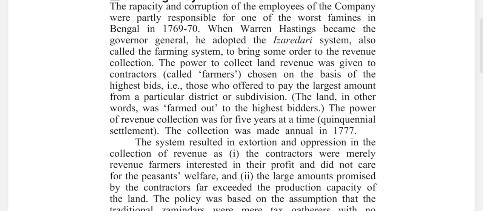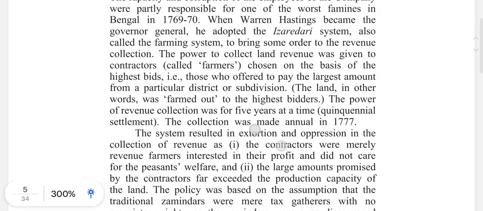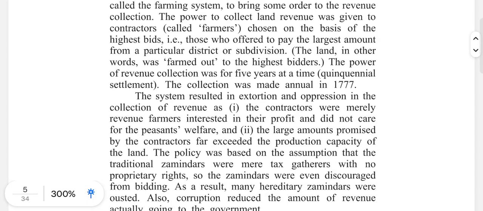The system resulted in extortion and oppression in the collection of revenue, as the contractors were merely revenue farmers interested in their profit and did not care for the peasants' welfare. Moreover, the large amounts promised by the contractors far exceeded the production capacity of land. The policy was based on the assumption that the traditional zamindars were mere tax gatherers with no proprietary rights, so the zamindars were even discouraged from bidding. As a result, many hereditary zamindars were ousted. Also, corruption reduced the amount of revenue actually going to the government.